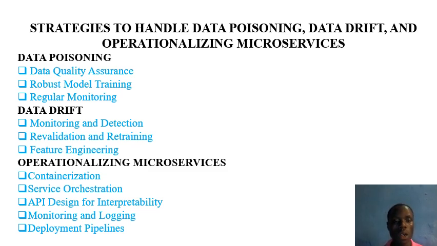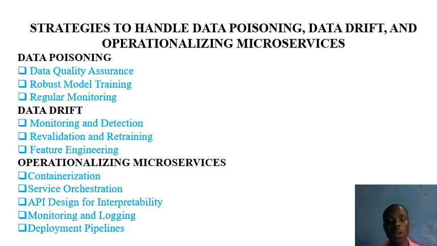For data drift, we use monitoring and detection. We set up systems to continuously keep track of the data and data distribution changes over time, and detect drift by comparing the current distribution with those observed during the model training. For revalidation and retraining, establish processes to periodically revalidate models and retrain them using updated data to ensure effectiveness. And for feature engineering, develop adaptive feature engineering techniques that can automatically adjust to changes in data distribution.